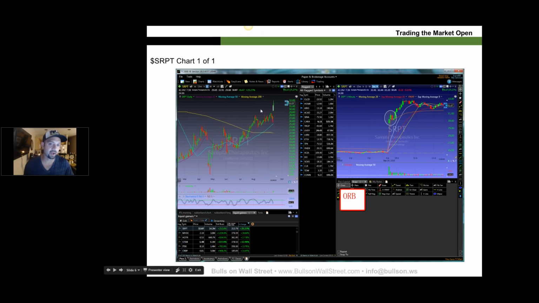And that's all about remembering what causes momentum: float, breakout, daily chart, expanding volume, history of making big moves. So SRPT, you get this gap out of range. $26, gaps up to $30. It's the easiest pot.